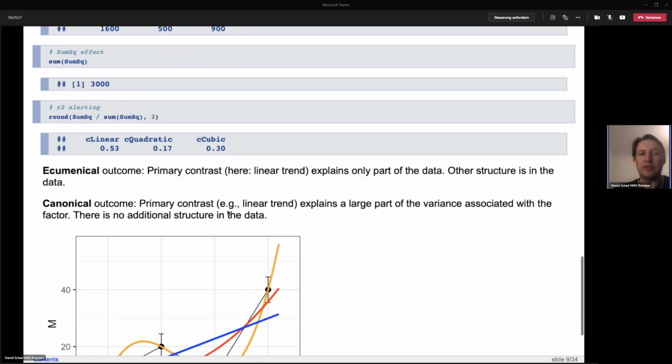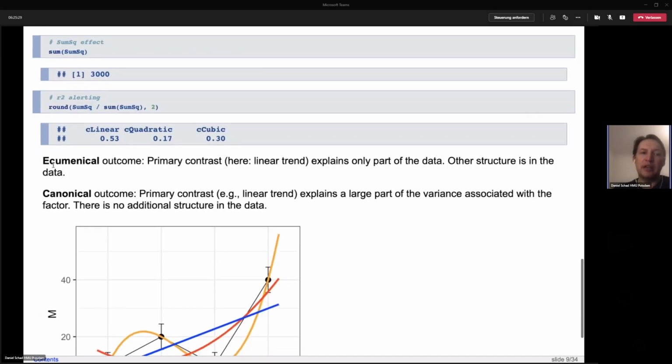And now we can have different situations here. One is called an ecumenical outcome. So this is the case where the contrast that's of primary interest, say the linear trend, explains only part of the data. Other structure is in the data. So here we would say the linear trend is important, but there's also a substantial cubic effect, right?